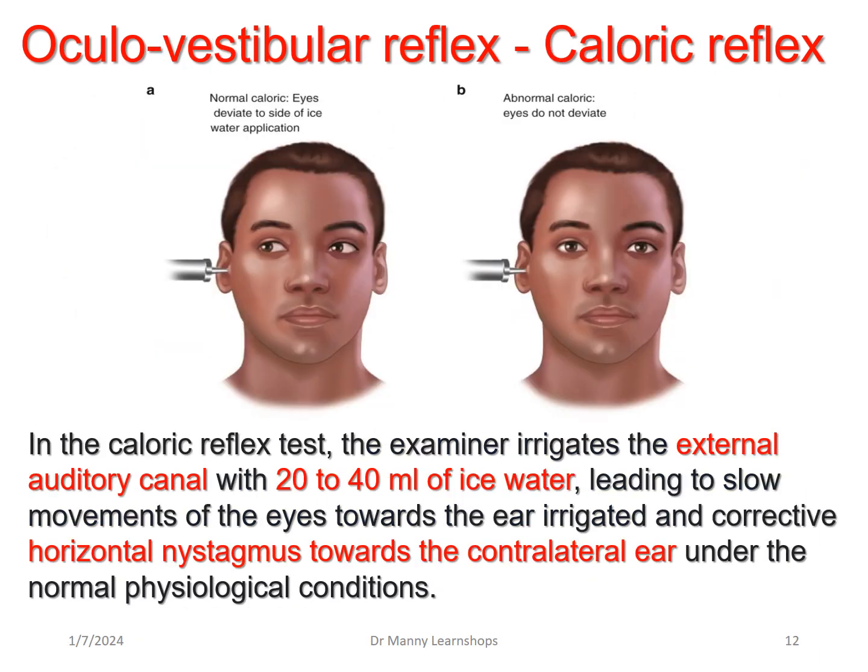Then you have the oculovestibular reflex, the caloric reflex. This is where the examiner irrigates, not injects, but inserts very cold ice water, about 20 to 40 mils, and what should happen is a nystagmus should occur in a normal person with a normal brainstem. And this will lead to slow movements of the eye towards the ear being irrigated. In brain death, this doesn't occur. The eyes do not move. The eyes do not deviate towards the side of the ice water in the ear.